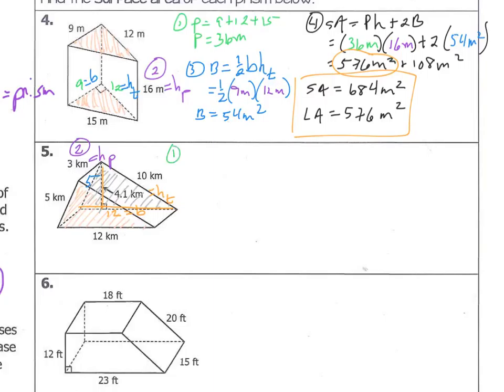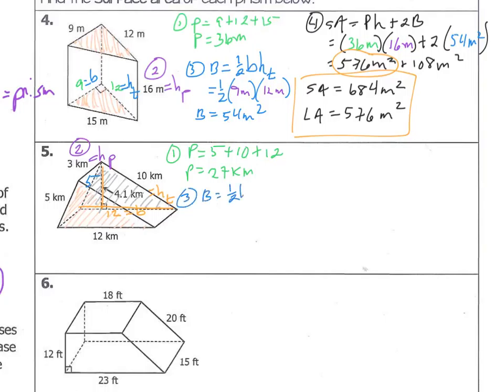So step 1, my perimeter. I'm going to add up all 3 sides. So I've got 5 plus 10 plus the 12. What does that give you? 27. 27 kilometers. Then we already had step 2. All that's left is step 3, big B.